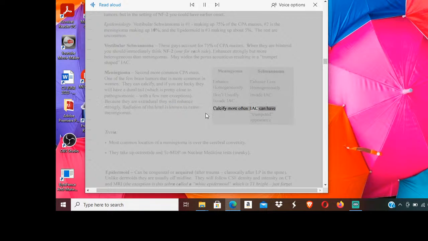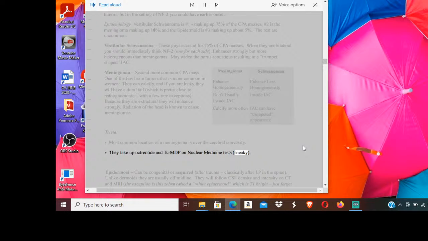Calcify more often. Schwannomas can have a trumpeted IAC appearance. Trivia: most common location of a meningioma is over the cerebral convexity. They take up octreotide and Tc-MDP on nuclear medicine tests.